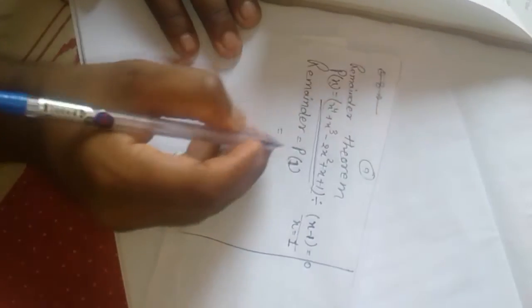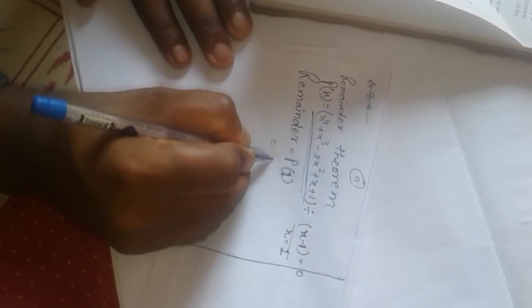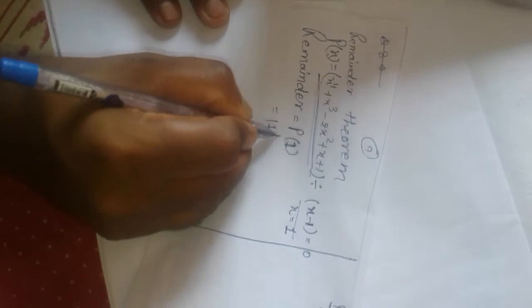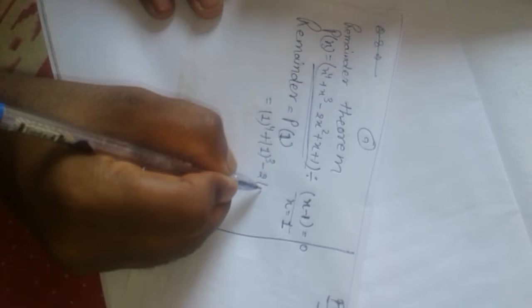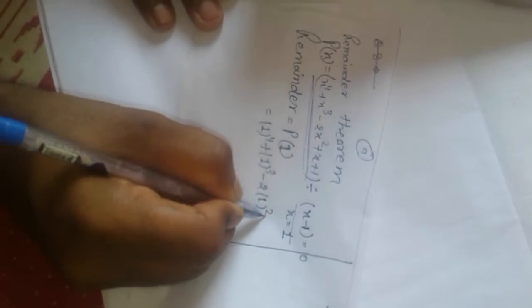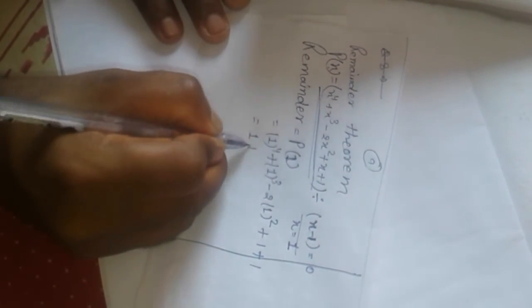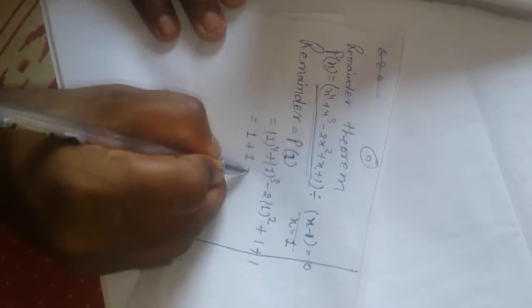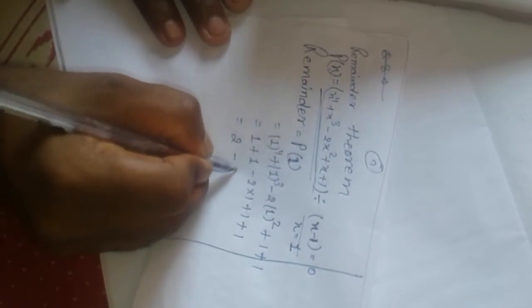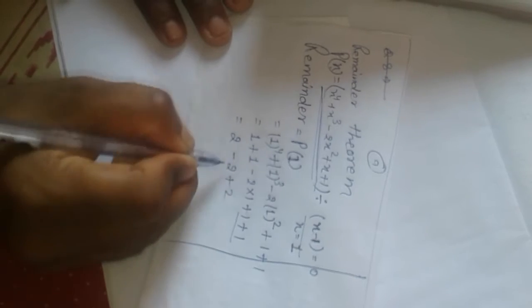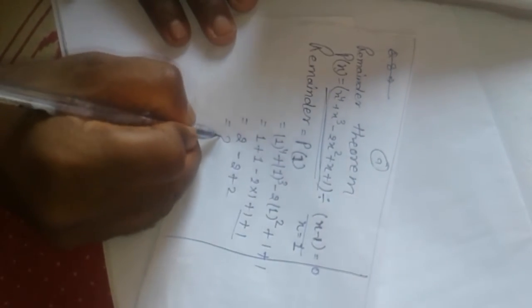So we write the value of x in this polynomial and we get the remainder. See this, x to the power 4: instead of x we write 1, so 1 to the power 4 plus 1 to the power 3 minus 2 into 1 to the power 2 plus 1 plus 1. 1 to the power 4 is 1, 1 to the power 3 is 1, minus 2 into 1, plus 1 plus 1. 1 plus 1 is 2, minus 2, plus 2. 2 minus 2 is 0, so the remainder is 2.